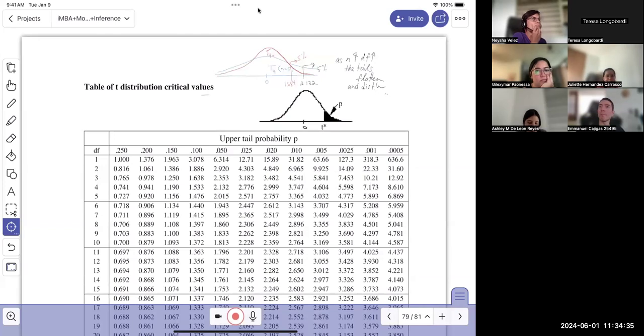Depending, however, on the sample size you have, this changes. The higher the sample size, the more peaked this is. Lower sample size is more flat. In other words, the tails are thicker. And that gives you more probability in the tails or extreme values, more likelihood of extreme values, in other words.